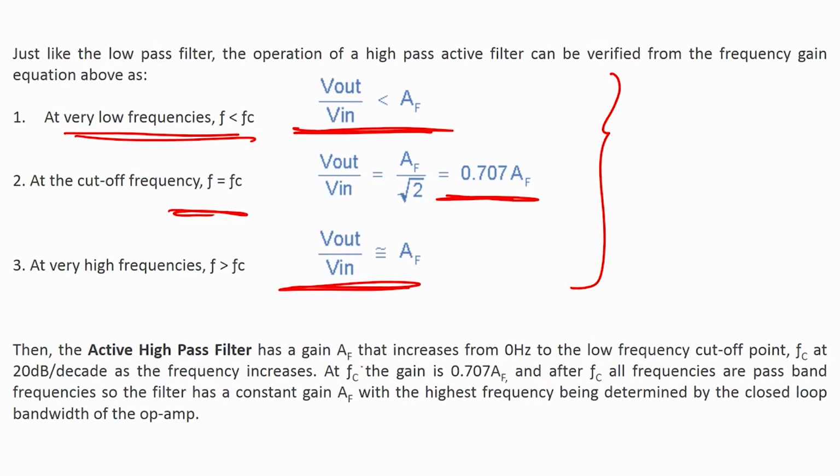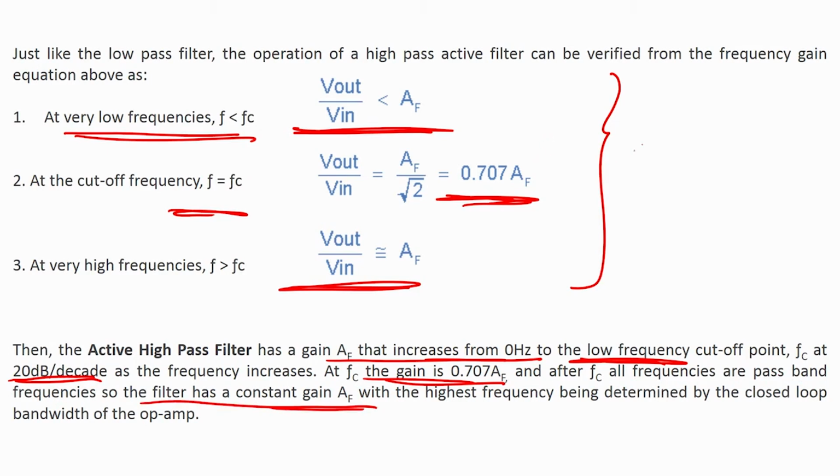From the equation that we have found, what we mean is that in the case of active filter, it has a gain AF that increases from 0 hertz to low frequency cutoff point, right. If you see the screen, then you will understand better that the active filter has a gain AF that increases from 0 hertz to low frequency cutoff point, and FC has a 20 dB decade, right, 20 decibel per decade. If I have second order, I will have 40 dB per decade, third order 60 dB per decade. At FC equals to 0.707 AF, and after FC all frequencies are pass band frequencies, the filter has a constant gain of AF, right.